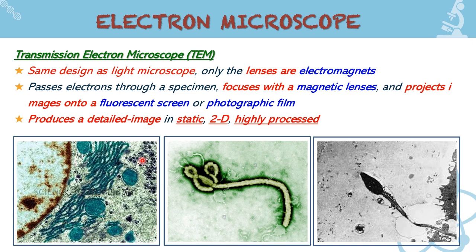So these are the images that you can get by using the electron microscope. Using the TEM, you can see the image in 2D, and you can also see it in a very detailed manner.